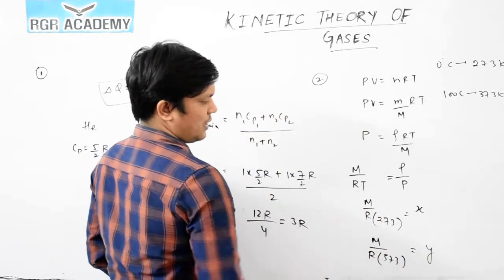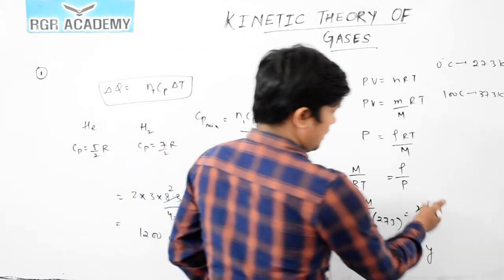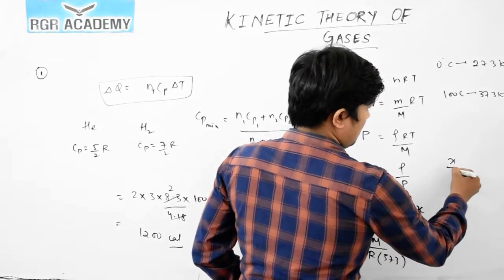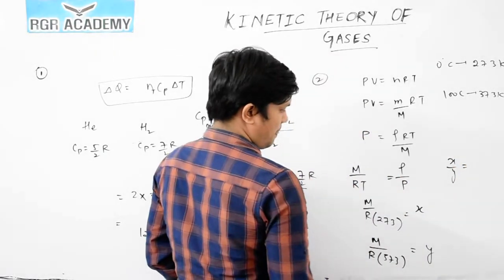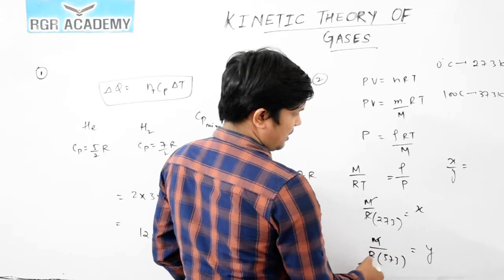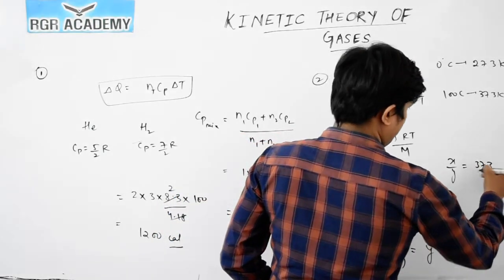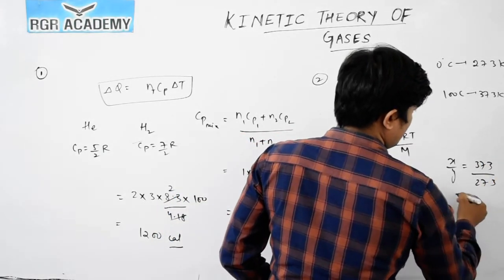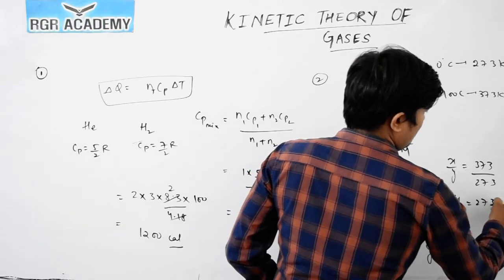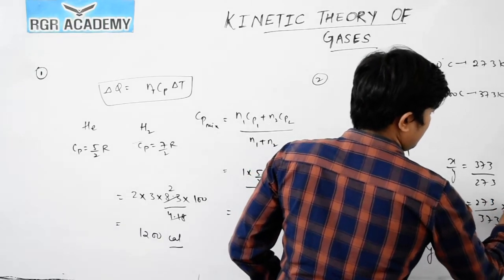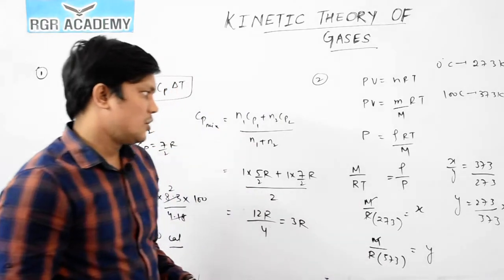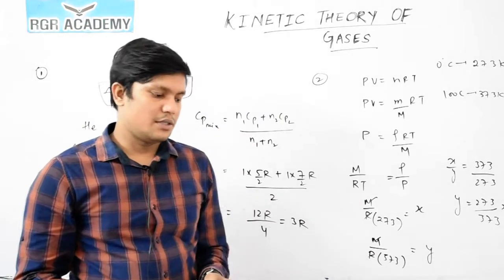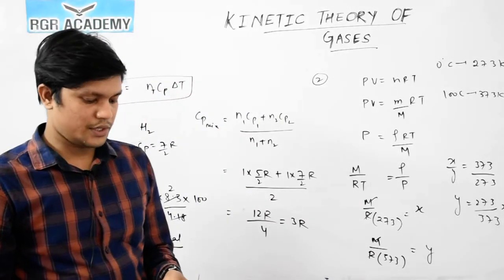So we have to write Y in terms of X. If you divide both the equations, X by Y will be equal to, M and M will cancel out, R and R will cancel out, so we will get 273 by 373. So Y will be equal to 373 by 273 into X. If you see the options, option number 3 will match. Okay. Now we will move on to the third question.